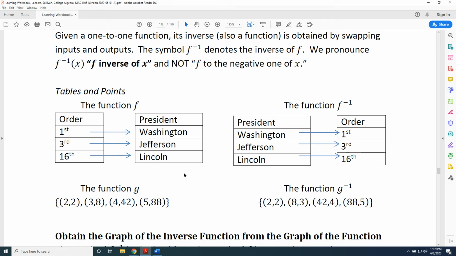All right, let's now look at a different collection of functions. Here we have the function g, which is a set of ordered pairs, (2, 2), (3, 8), (4, 42), (5, 88). What would the inverse be? The function g inverse is obtained by swapping all the inputs and outputs. So we would have (2, 2), (8, 3), (42, 4), and (88, 5). Notice that the first ordered pair in both functions is identical only because the x and the y coordinates are the same. All of the others have had their coordinates swapped.